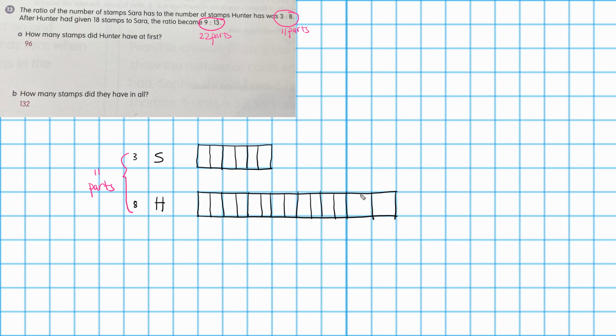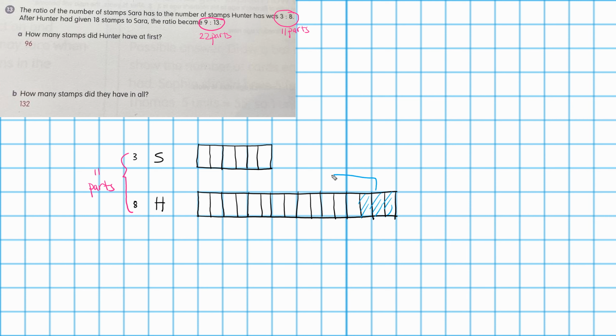So now we have 22 parts. And what we're told is that in the end, Sarah has 9 of these parts and Hunter has 13. Well, what does Sarah have now? She has 1, 2, 3, 4, 5, 6 parts. So to get 9 parts, she needs another 3. I'm going to use a different color.